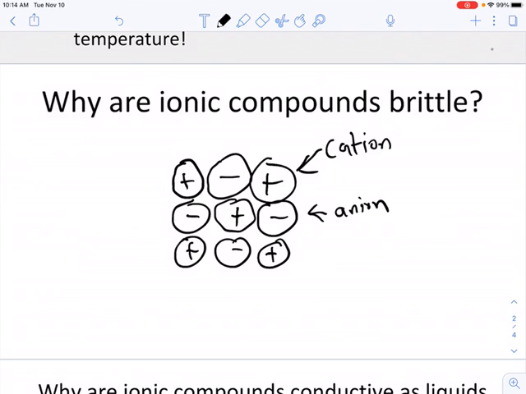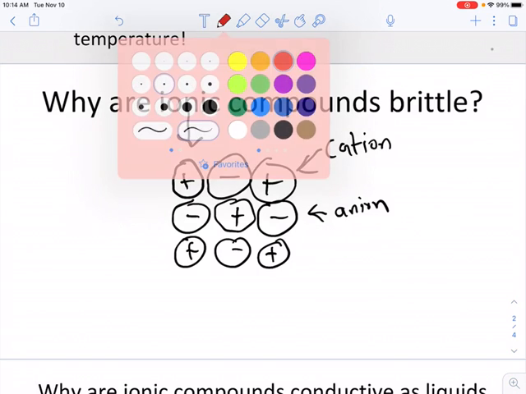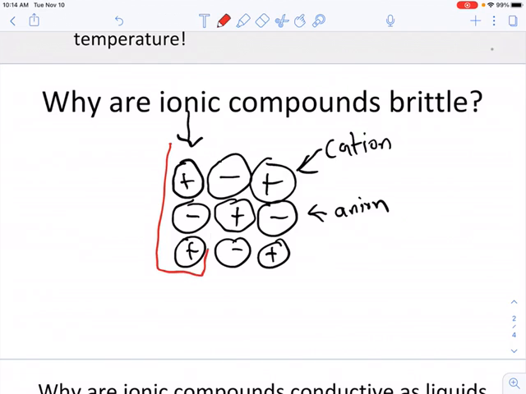Now let's imagine that we're hitting this with a hammer. If I'm hitting this with a hammer, let's say that I hit the hammer right here, okay? I'm going to hit down on this cation that I just pointed an arrow to. What that means is that this column of ions is going to shift down. This whole column is going to shift down when I hit it with a hammer.